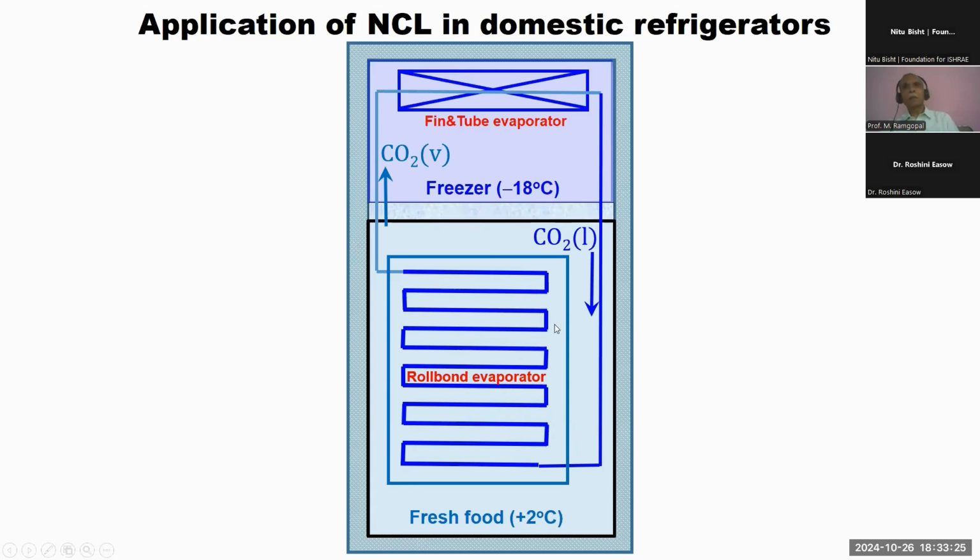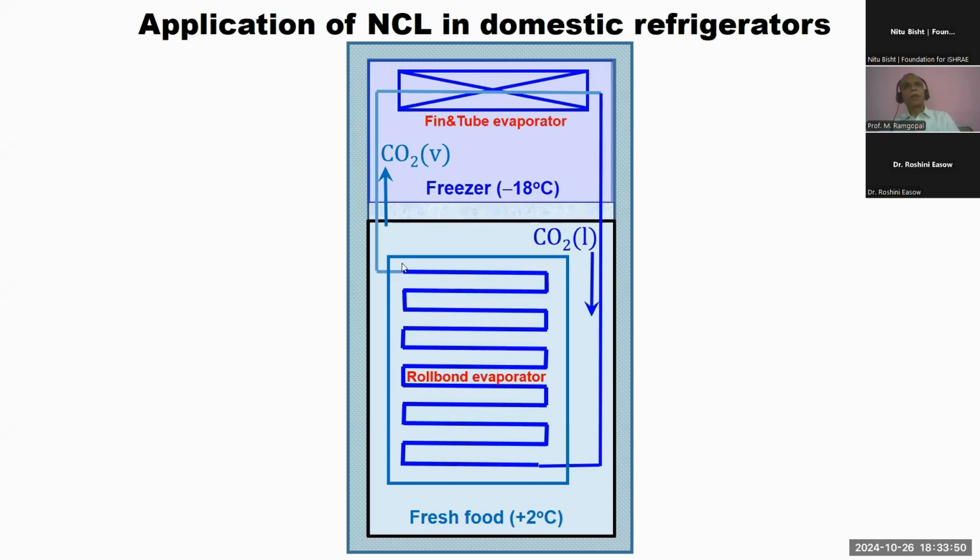Sometimes this can be a big advantage in domestic refrigerators because if you are mixing air, there will be transfer of odor from one compartment to the other compartment. So this is one of the typical problems in domestic refrigerators. Suppose I am keeping fish in the freezer and some vegetables or fruits in the fresh food compartment. Because of the circulation of air, you may transfer the fish odor from the freezer to the fresh food compartment. So this is one practical problem.